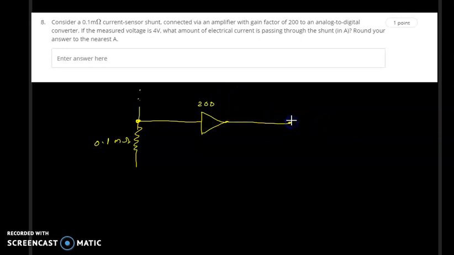So finally the voltage at the A to D converter is 4 volt. The 4 volt is after amplification. So before amplification, the voltage is 4 divided by 200. So this is the voltage across this 0.1 milliohm. We know that voltage is current times resistance.